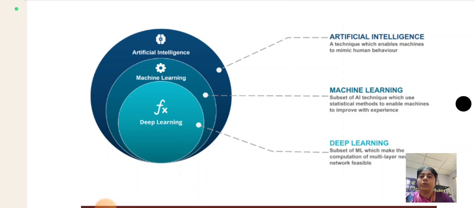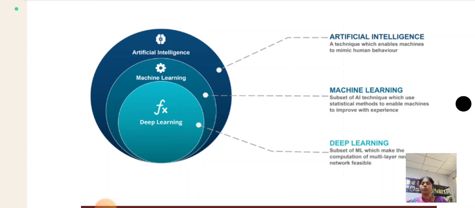Now we will know where machine learning comes from. Machine learning is a subset of artificial intelligence. So now we will know what artificial intelligence is. Artificial intelligence is nothing but making the machine behave like a human or mimic a human. That is the major role of artificial intelligence. We are making the machine think or mimic the behavior of a human.